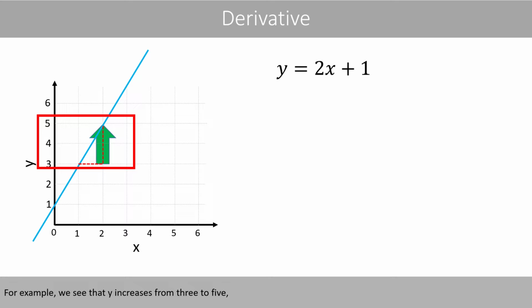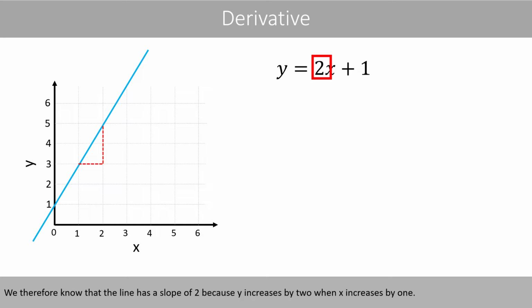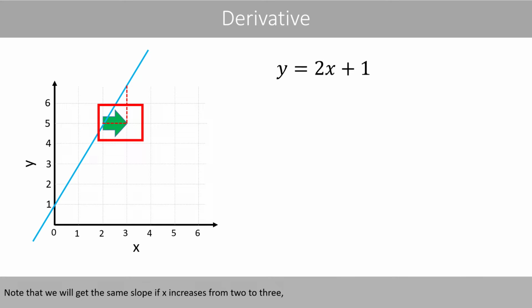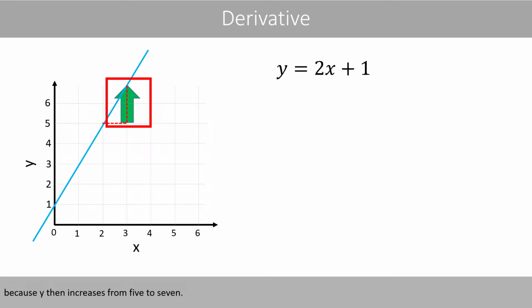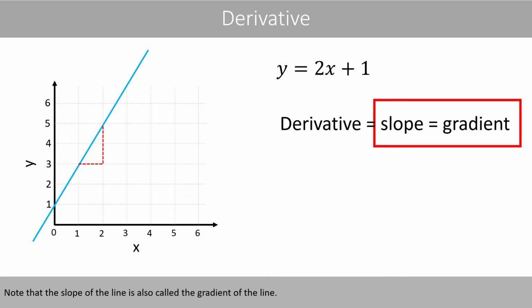For example, we see that y increases from 3 to 5 when x increases from 1 to 2. We therefore know that the line has a slope of 2 because y increases by 2 when x increases by 1. Note that we will get the same slope if x increases from 2 to 3, because y then increases from 5 to 7. The derivative of the function of the line is the slope of the line in this example. Note that the slope of the line is also called the gradient of the line.